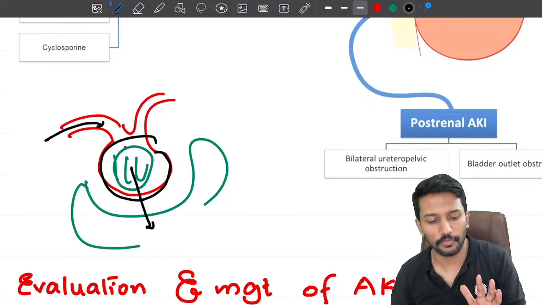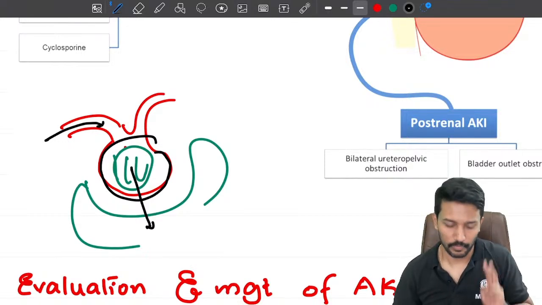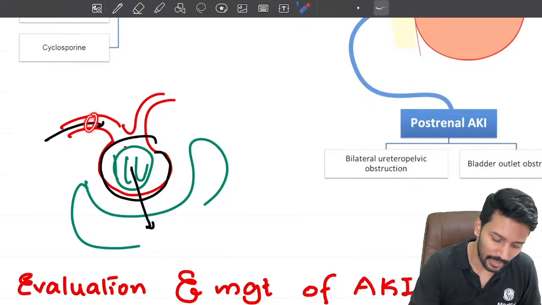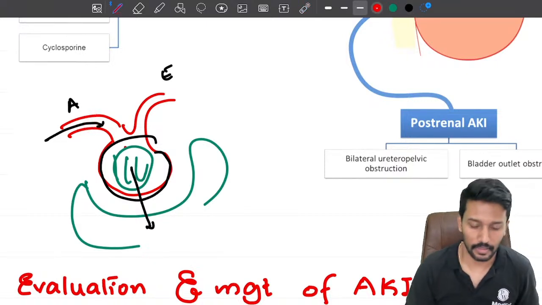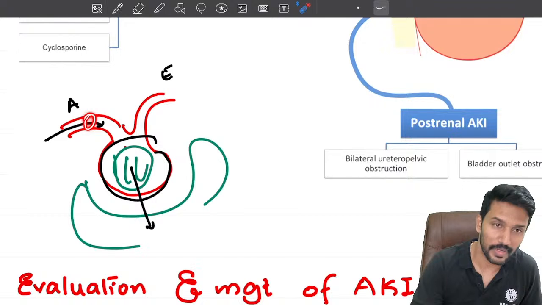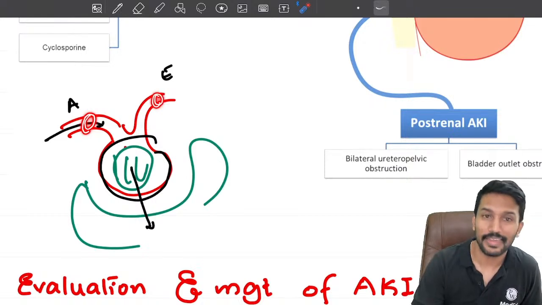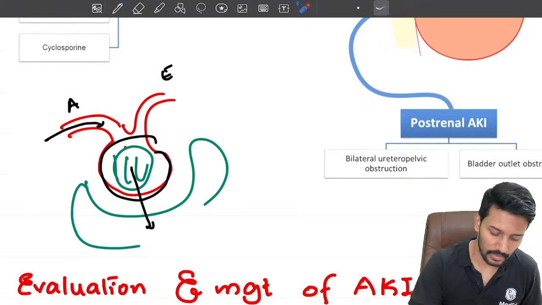Now how can I increase the flow? Simple. There are 2 mechanisms. One, I have to dilate the afferent arteriole and I have to constrict the efferent arteriole. Afferent arteriole should be dilated, efferent arteriole should be constricted. How can I constrict the efferent arteriole?